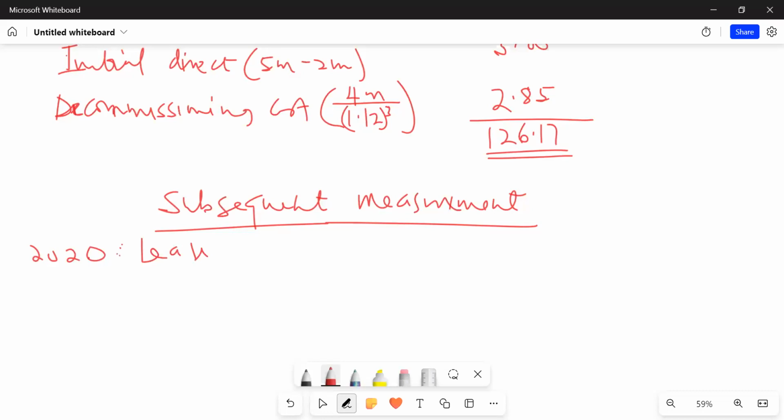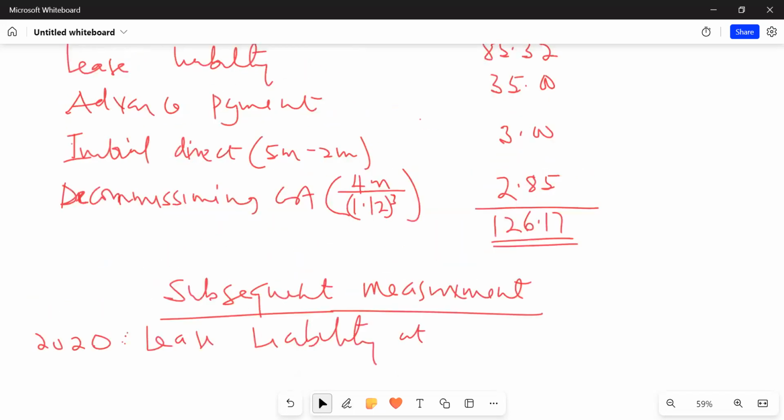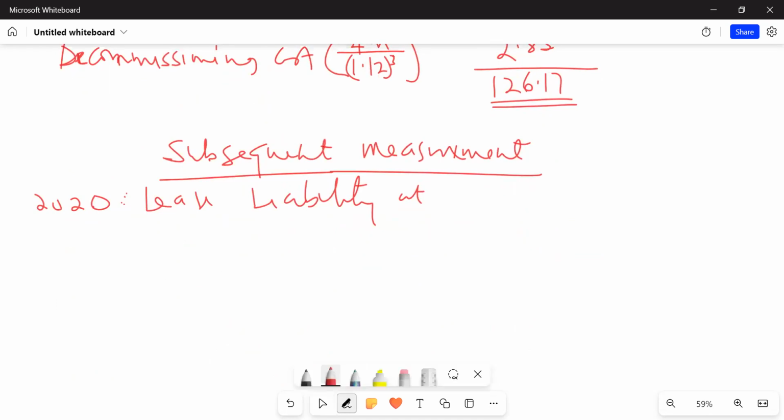Lease liability at start was 85.6, 85.32. So that is the amount that we are currently owing the people. Then we calculate our interest because we agreed that we are going to pay them interest at this one.